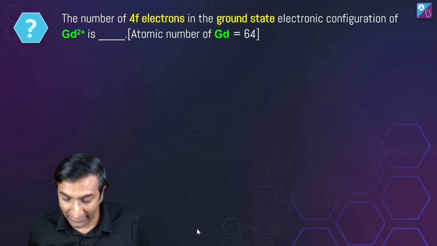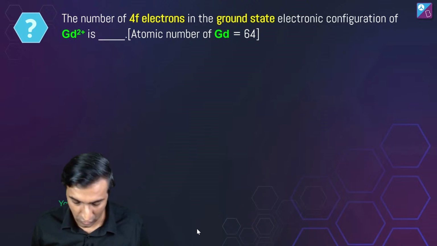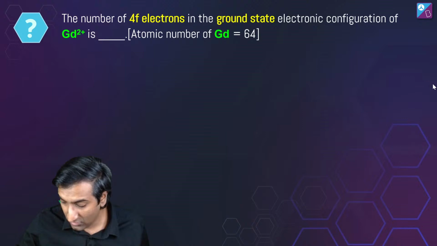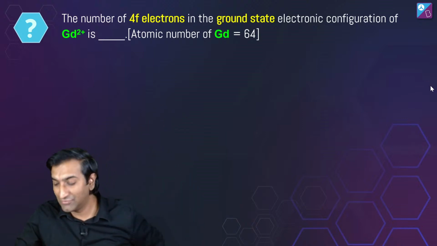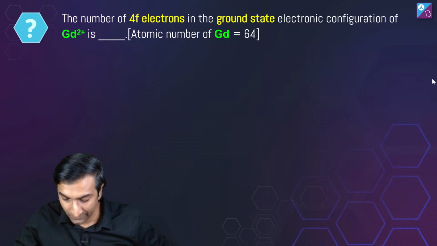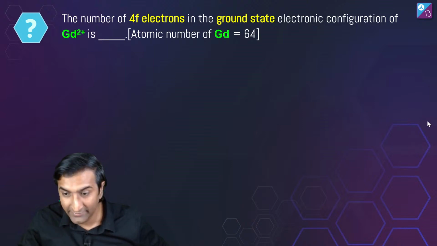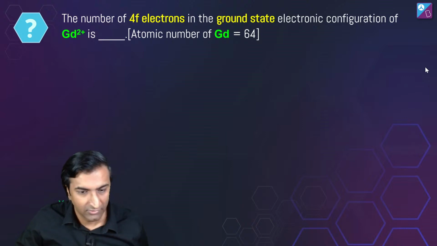The number of 4f electrons in the ground state electronic configuration of Gd2 plus is what? Please try this out. Gd2 plus. Now, Gd2 plus में have I given you? अच्छा ठीक है मैंने atomic number दे दिया है. I've been nice to you guys and I've given you the atomic number. So try it out. How many questions? Oh, we have quite a few questions remaining, guys. But time भी है 20 मिनट है ठीक है कर लेंगे आराम से कर लेंगे.